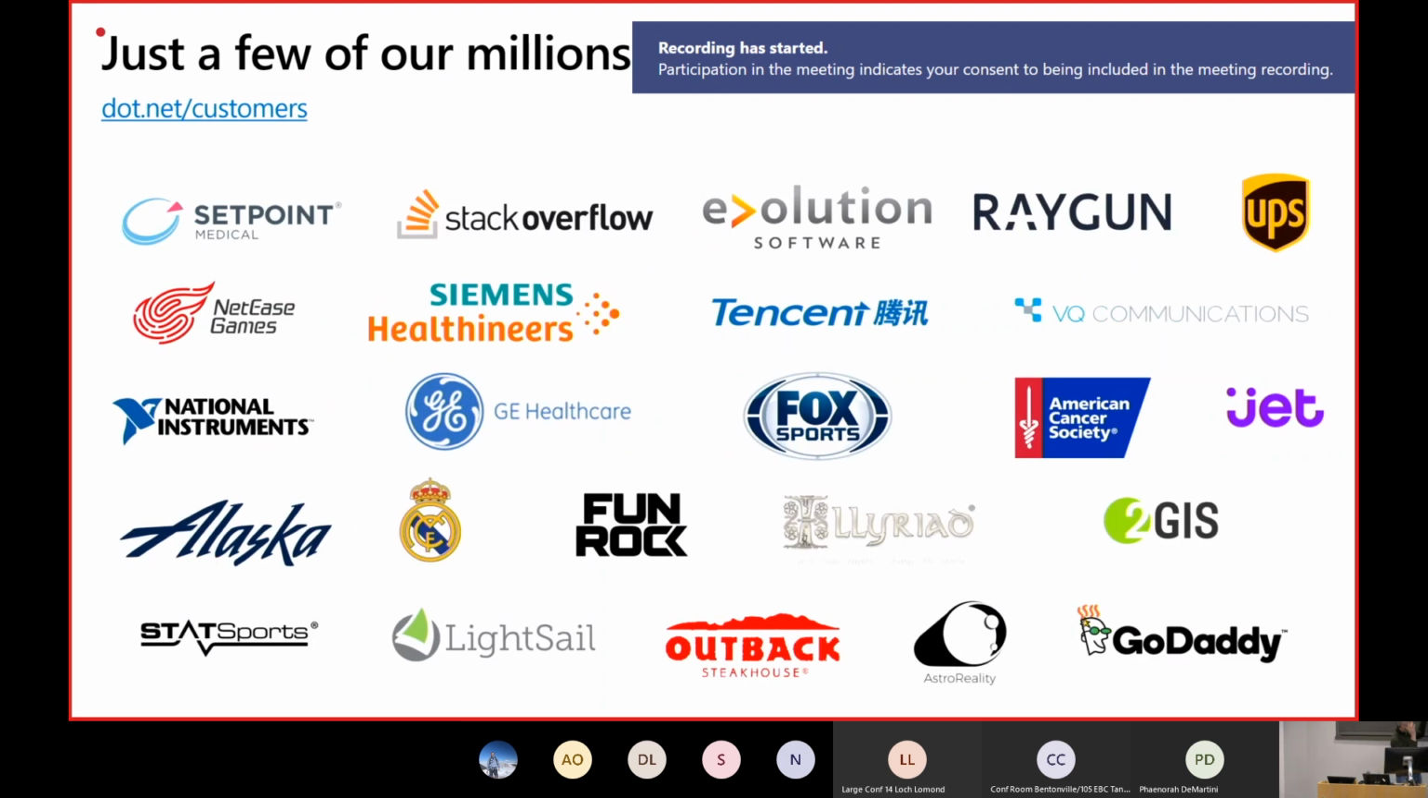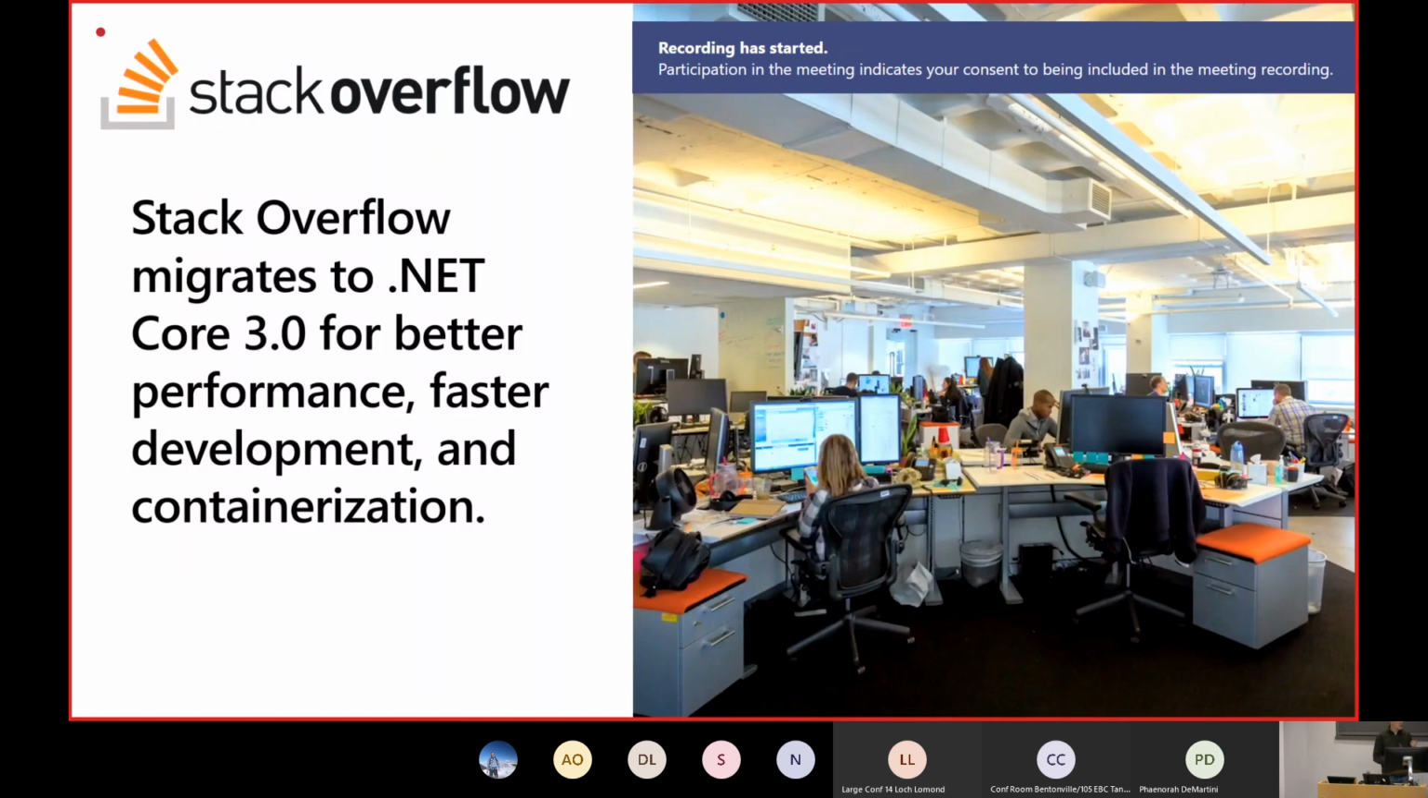We have a lot of customers that are using .NET. UPS is using Xamarin for their mobile applications. I think it's Lightsail that's using some of ML.NET's capabilities for artificial intelligence, and a whole bunch of others. Stack Overflow is on there. I actually work directly with Stack Overflow on their migration to .NET Core. They're in the process right now of moving to .NET Core 3.0. A bunch of their infrastructure internally is already on .NET Core 3.0, and they are super happy.